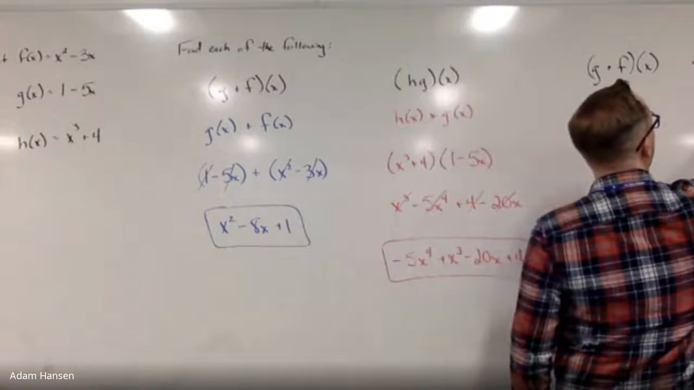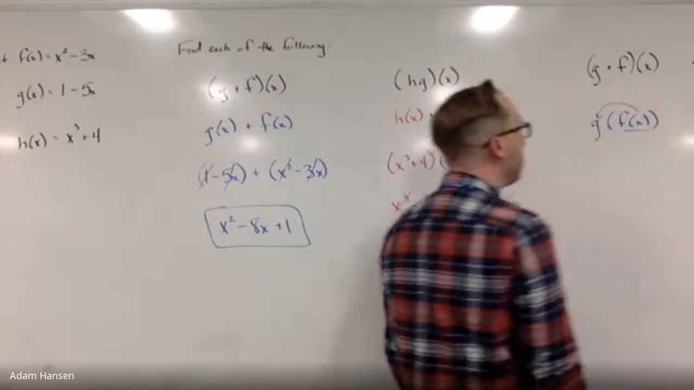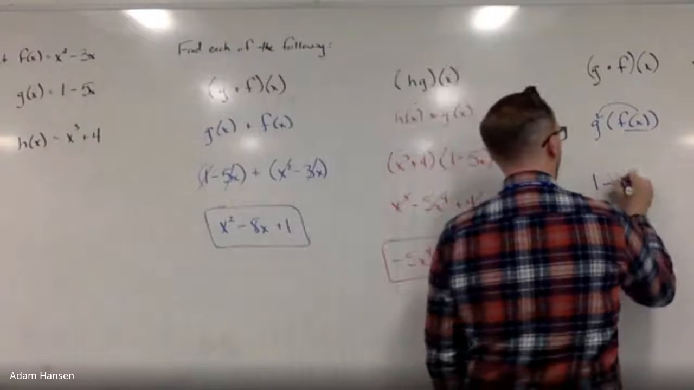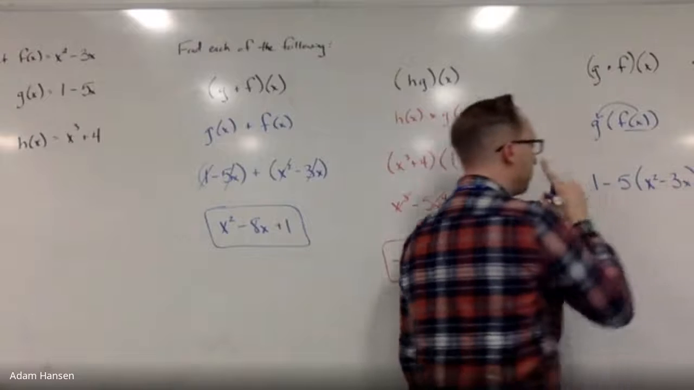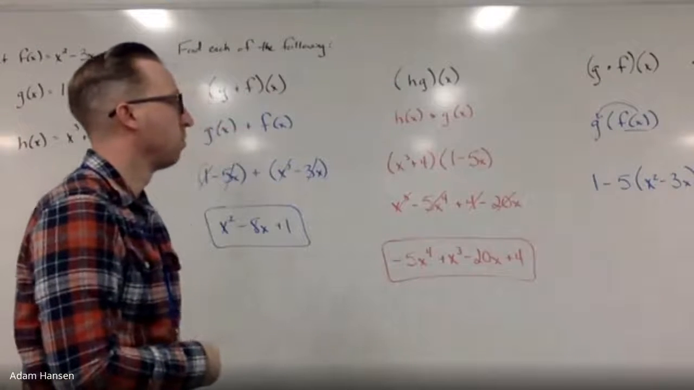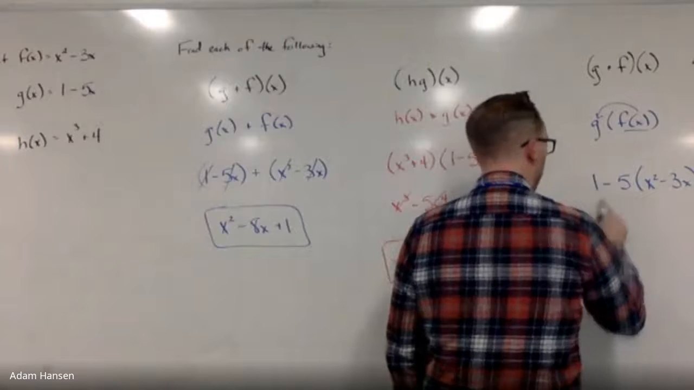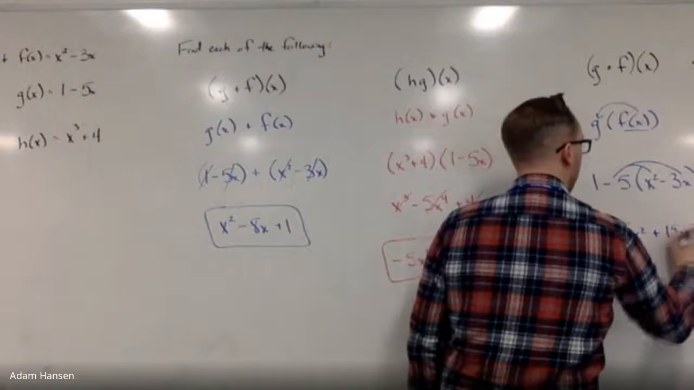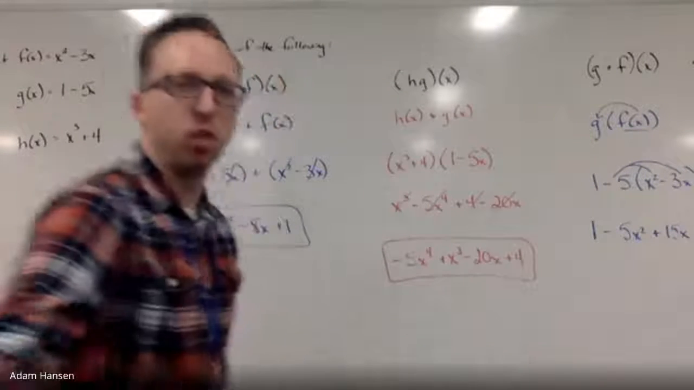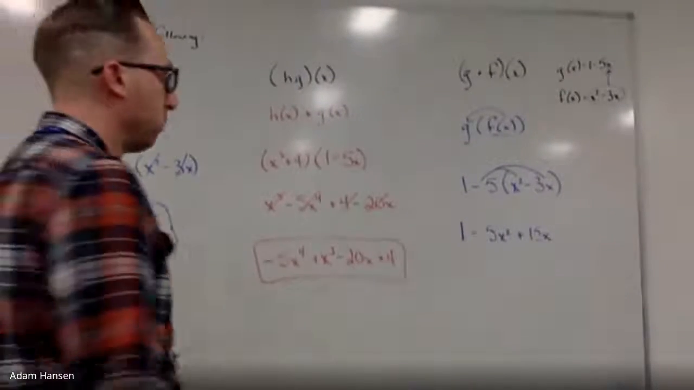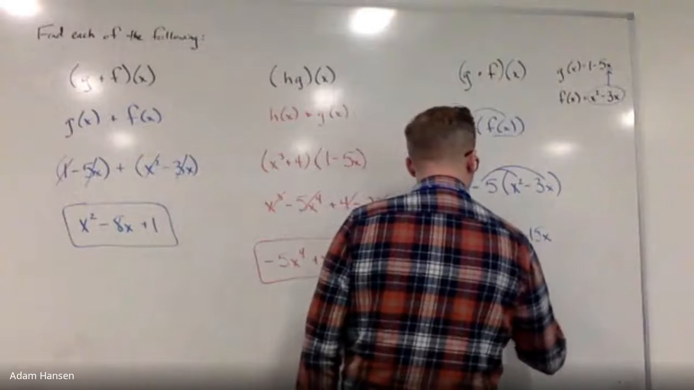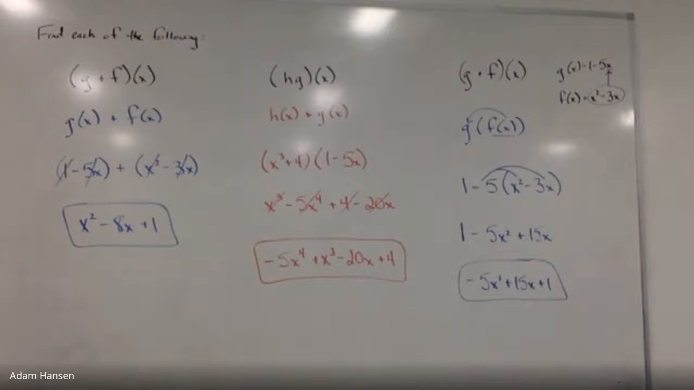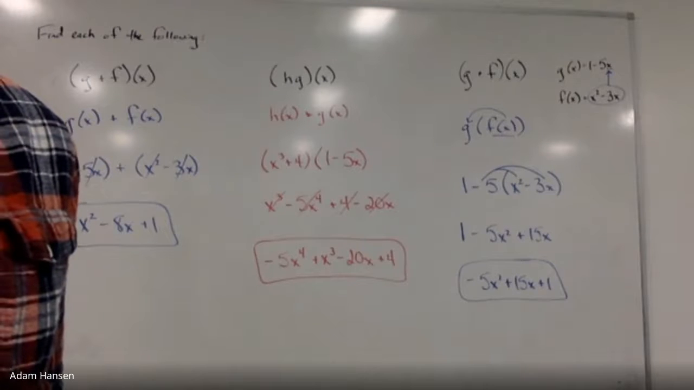So wherever I see an x in my g function, I'm going to substitute in the entire f function. I'm going to replace the x in g of x with x squared minus 3x. So instead of 1 minus 5x, it's 1 minus 5 times quantity x squared minus 3x. So we'll bring down the 1 first, and then start distributing. Negative 5 times x squared, and negative 5 times negative 3x is plus 15x. I want to write this in standard order. We'll do negative 5x squared plus 15x plus 1. All right, should be all done there.